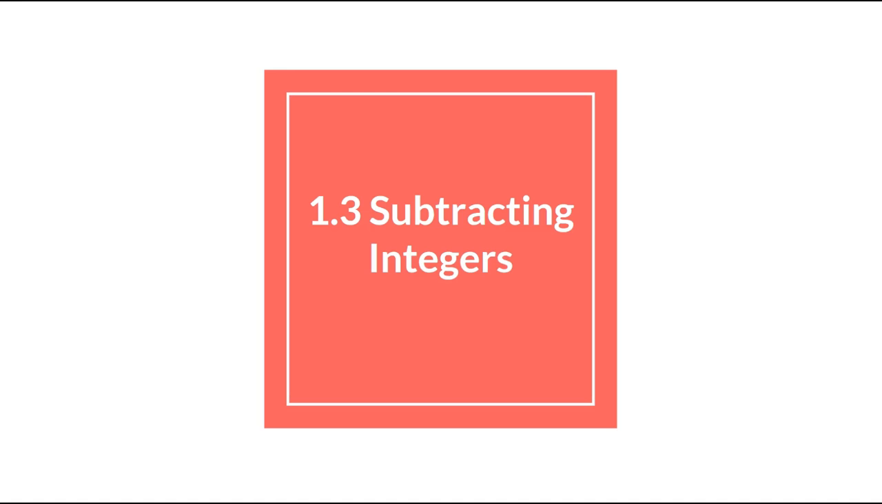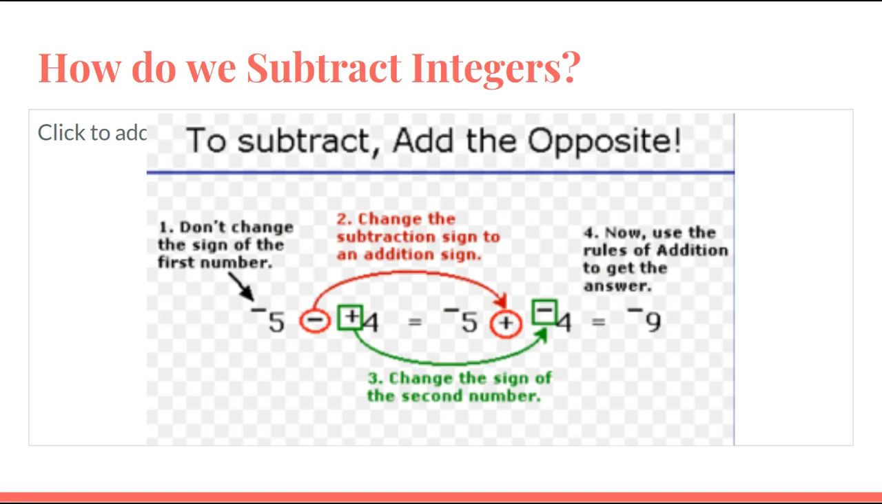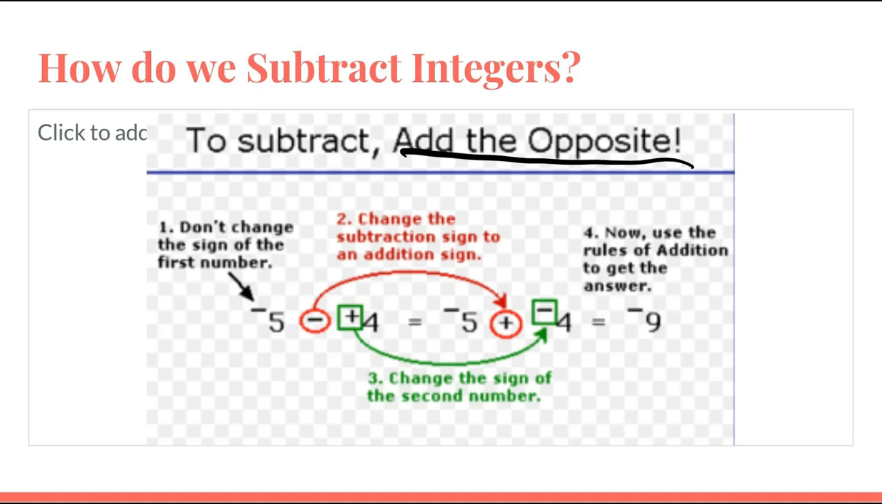All right, welcome back. We're going to look at section 1.3, subtracting integers. To this point, we've worked on adding integers with the same sign and adding integers with different signs. Just like with those two subjects, subtracting integers has its own rule that we have to follow. How do we subtract integers? To subtract, we just add the opposite. Adding the opposite is the key phrase there.